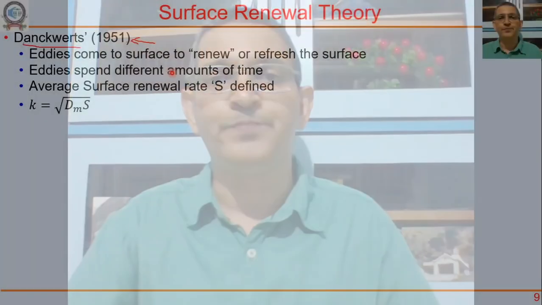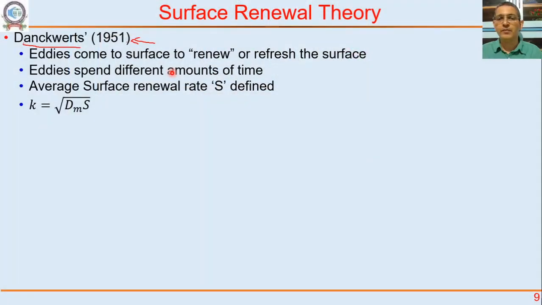As if the air or the fluid in the vicinity is getting stale by mass transfer from this surface. So if I have an eddy, it refreshes the surface. So that's called a surface renewal parameter. Okay. And then the average surface renewal rate, S, is defined, and the mass transfer coefficient is defined as square root of diffusivity divided by the surface renewal parameter. Again, this theory proposes a better dependence of K on DM.